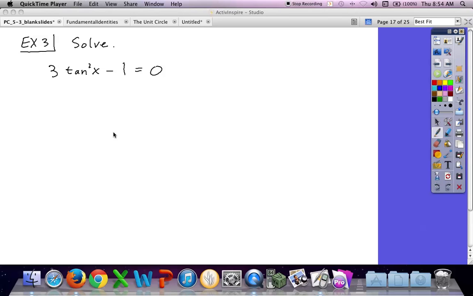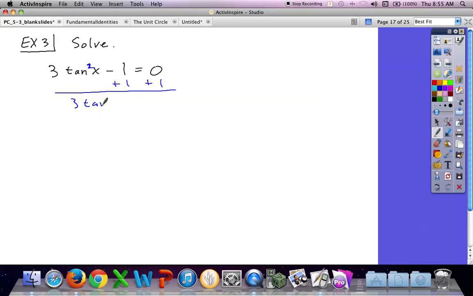Solve. Again, first step would be to isolate. In this case, how do I isolate the trig function? Add 1, divide by 3, right? So add 1, 3 tan squared equals 1, divide by 3, tan squared equals 1/3.